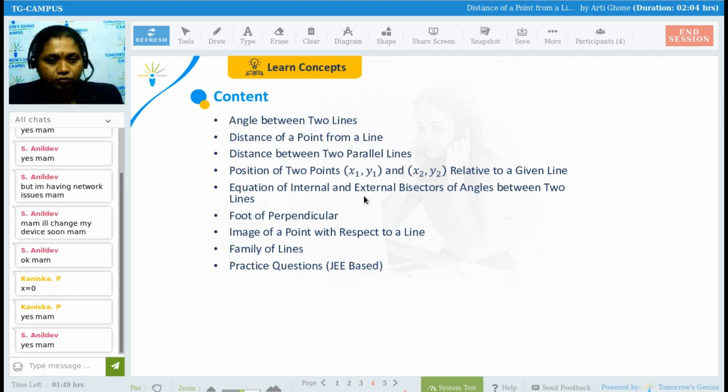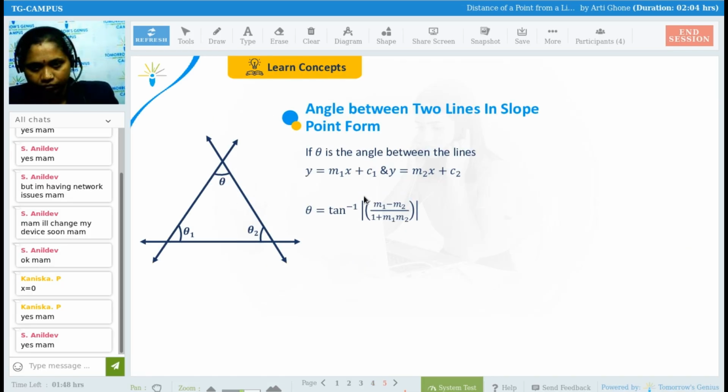Now, what is today's content? Angle between two straight lines, distance of any random point from the line, distance between two parallel lines, position of a certain point with respect to another line, equation of internal and external angle bisectors of the lines, foot of perpendicular, image of a point with respect to lines, and family of lines. So lots of content with respect to JEE we are supposed to cover today. Let's start with today's content.